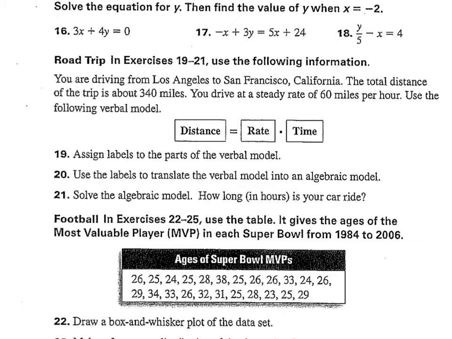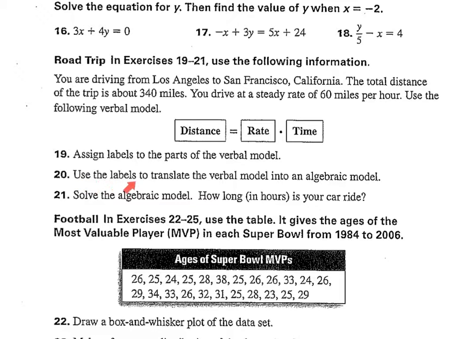19 through 21, it's all about the word problem. So you're driving from Los Angeles to San Francisco, California. The total distance of the trip is about 340 miles. You drive at a steady rate of 60 miles per hour. Use the verbal model. So distance equals the rate, which is your speed, times your time. Assign labels to these parts. So what letters could you use for these?